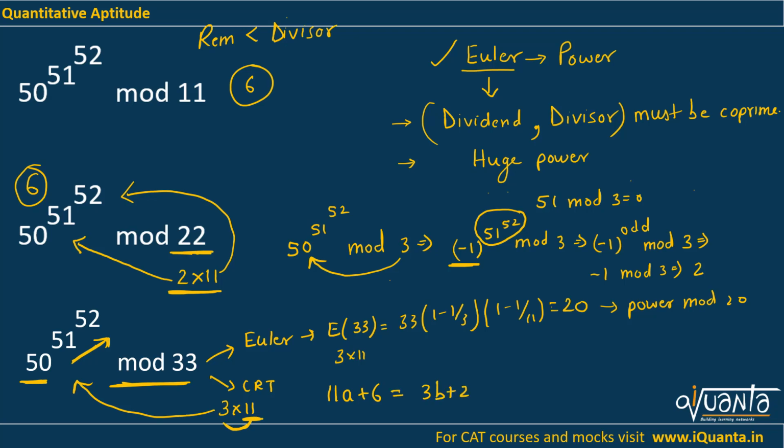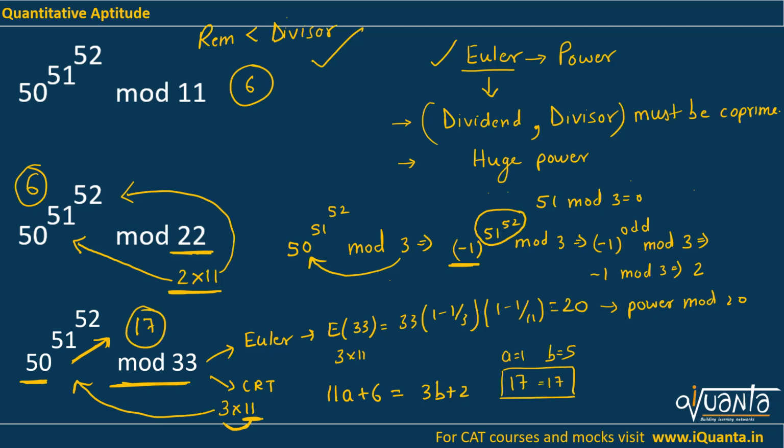We'll have to equate these now. If I put a equal to 1 over here in the LHS, I'll be getting 17. And if we put b equal to 5, I'll be getting 17 in the RHS. And in this case, I have my remainder less than the divisor. So that means 17 will be the answer in the third question.